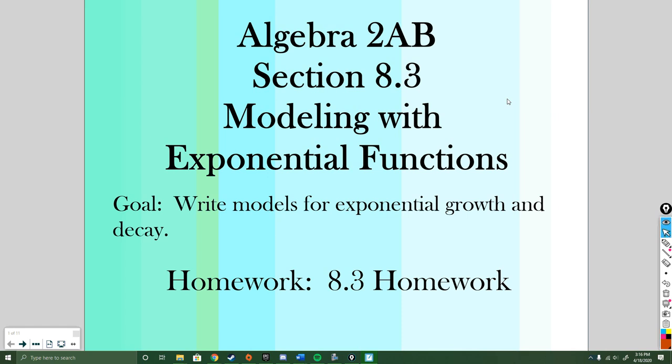Today in Algebra 2AB we're going over Chapter 8, which is talking about exponential and logarithmic functions. And in particular in Section 8.3 we're going to be talking about modeling with exponential functions. So our goal is to write models for exponential growth and decay. And not only that, but we're also going to make a prediction with some of those models, because after all, that's kind of the point of mathematics.